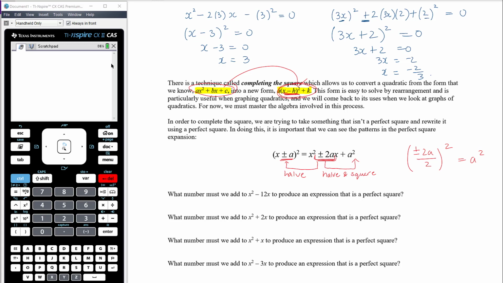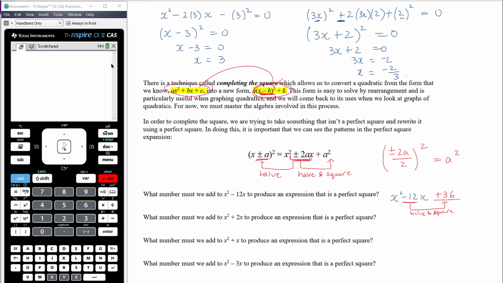Okay, so the question here, or a series of questions, is: what must we add to x squared minus 12x in order to produce an expression that is a perfect square? If we've got x squared minus 12x, the question is, what would need to go on the end here to make it a perfect square? We know that if we take this coefficient of x, negative 12, and we halve and square it, we're going to get something that makes a perfect square. Halving negative 12 is negative 6, and squaring that is positive 36. And now what we have here is a perfect square.